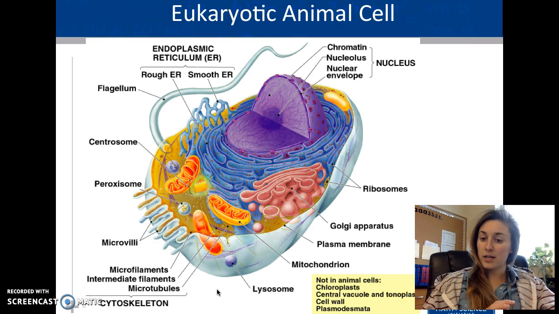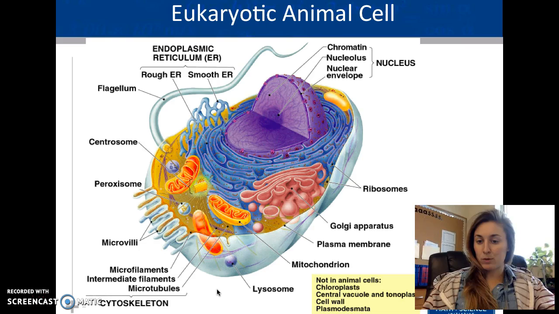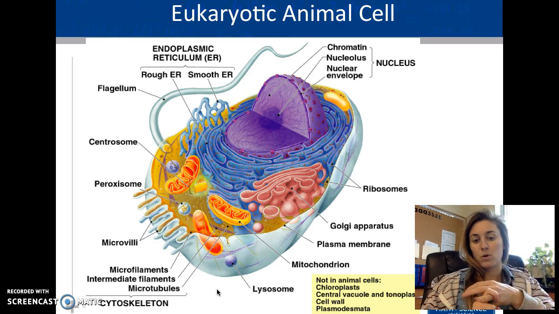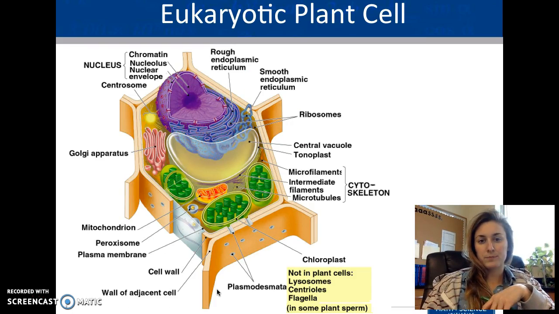Looking at the eukaryotic cells, there's two types, plant and animal. Your animal cells are things that don't have chloroplasts, a central vacuole, cell walls, or what we call plasmodesmata. These have all of the different parts that we will end up talking about. We'll talk a lot more about the organelles.